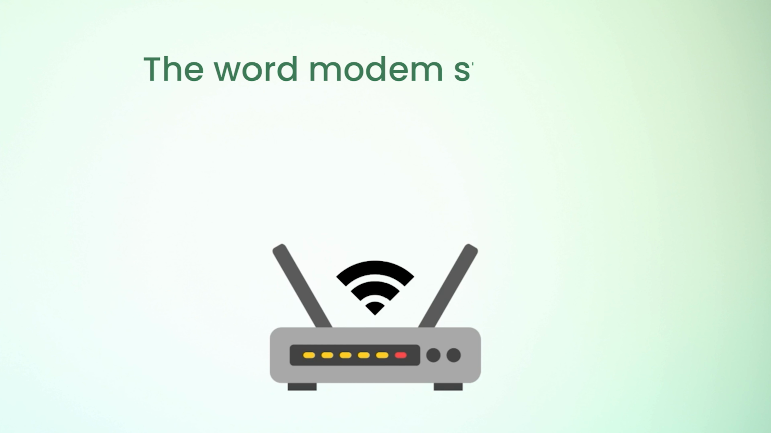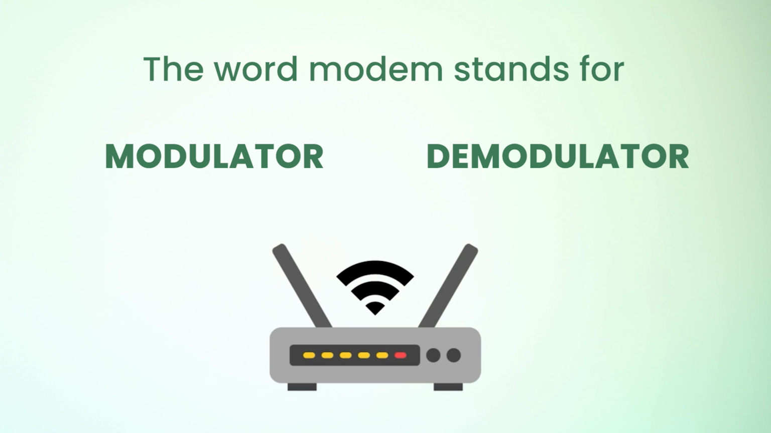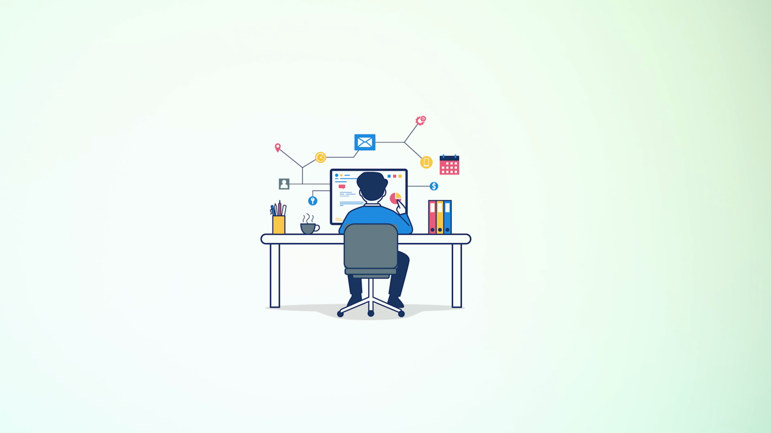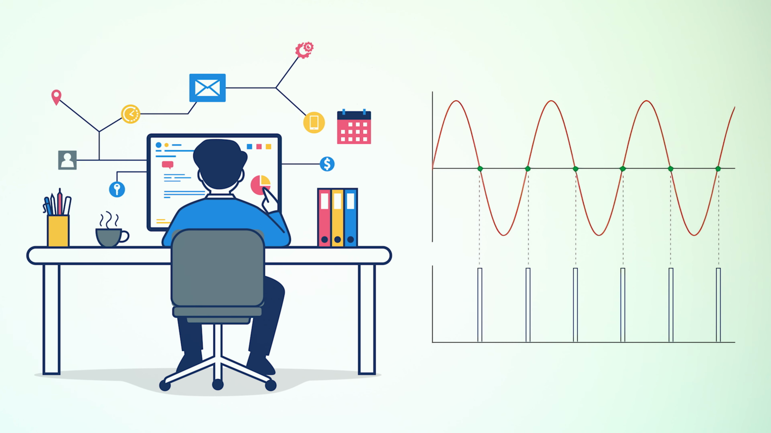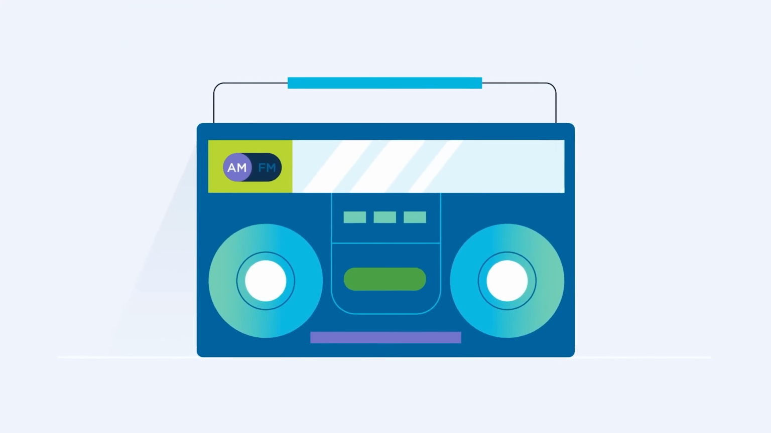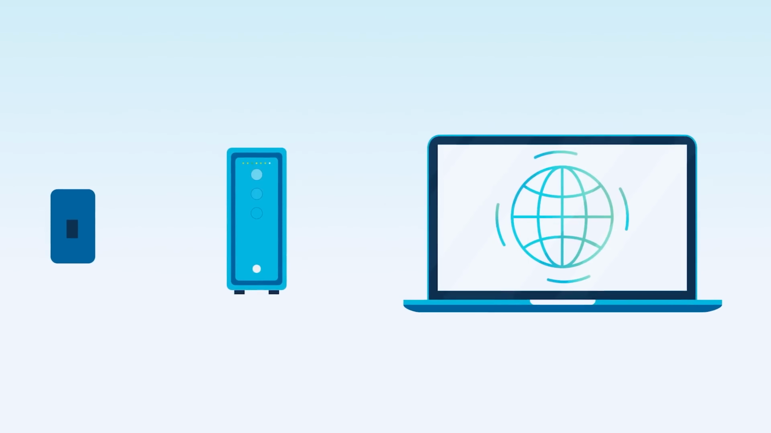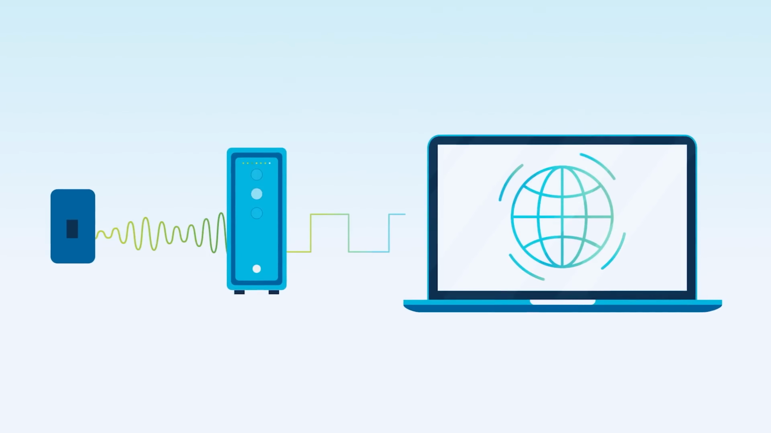The word modem stands for modulator and demodulator. It changes digital signals from a computer into analog signals. Modulation turns computer data into signals that can travel through phone lines or radio waves. Demodulation turns those signals back into data that computers can understand.